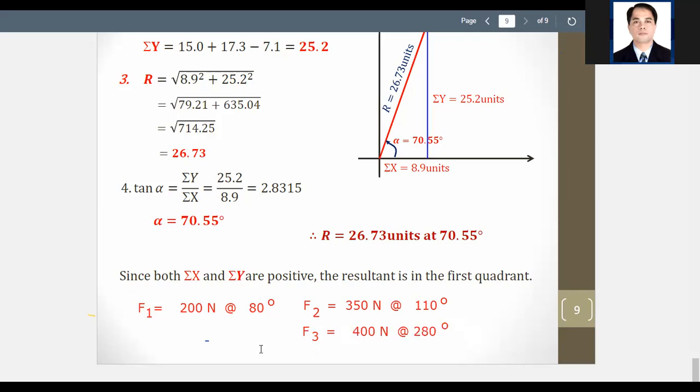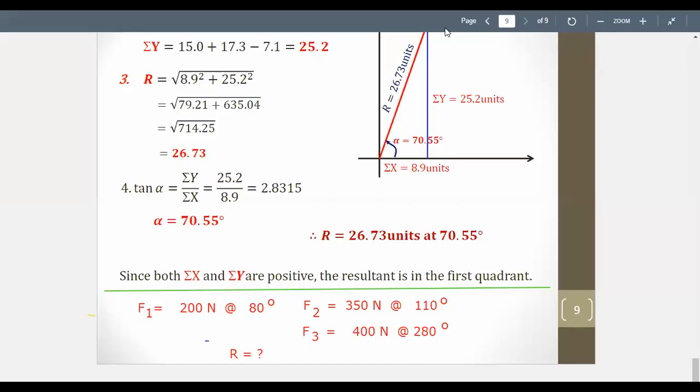So what you're looking for is the value of R. You're given 3 vectors, guys, and you are looking for R. So it must have a magnitude and a direction as the resultant. That is what we are looking for.